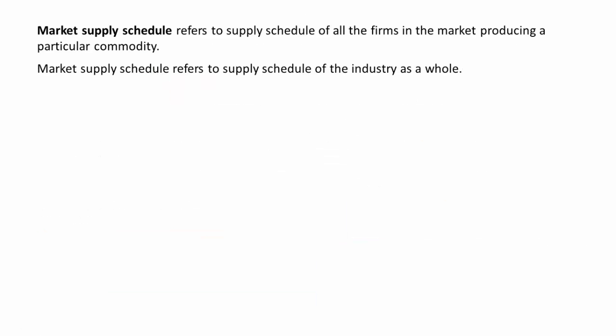To go from individual supply schedule to market supply schedule, we need to consider the supply schedule of all the firms in the market producing a particular commodity, say commodity X. Sum total of the firms producing a particular commodity is called industry. Thus, we can say that market supply schedule refers to supply schedule of the industry as a whole.